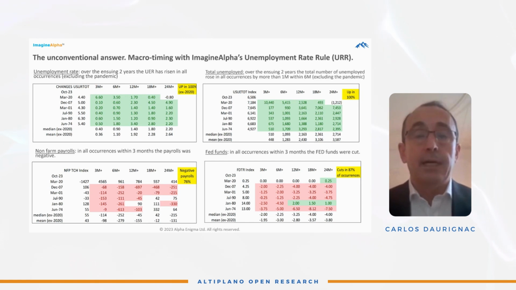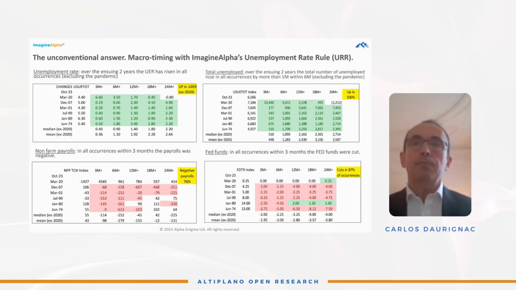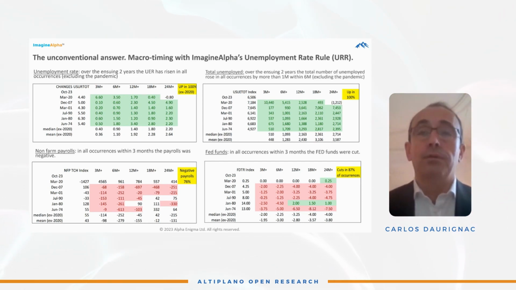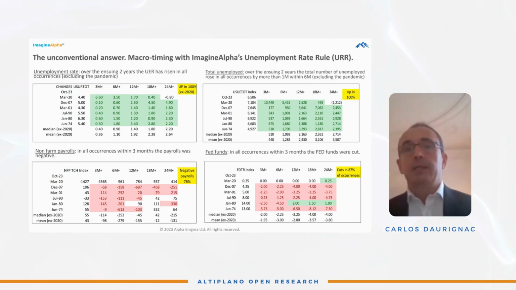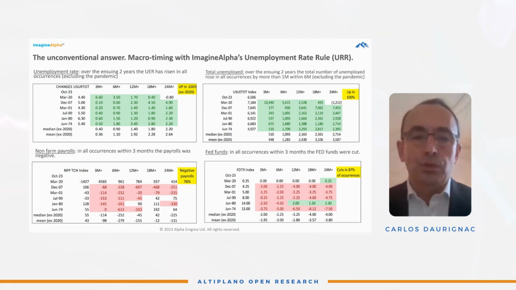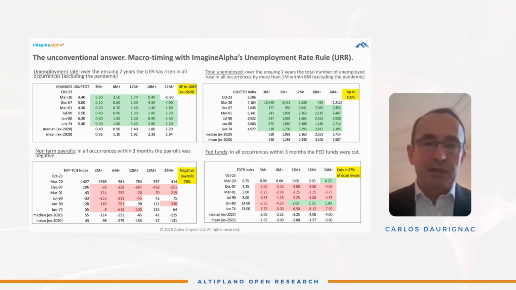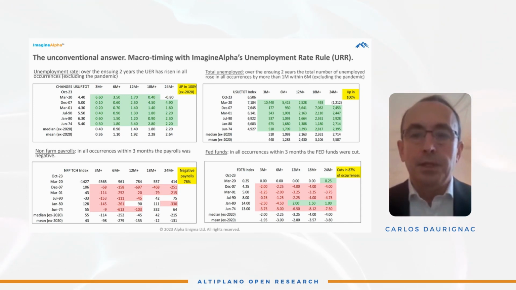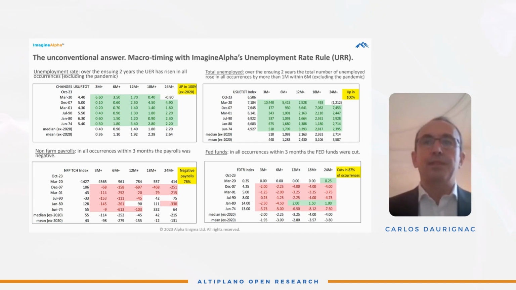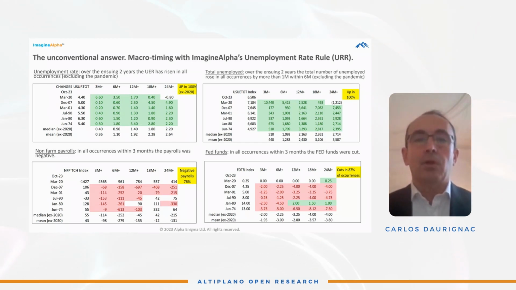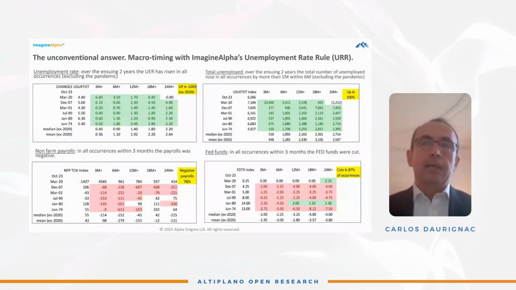So the bottom right table shows the change of Fed funds in the ensuing months after the triggering of the unemployment rate rule. And we see that the median has been around 200 basis points to 225 basis points. Of course, this time around, things are different. So take these levels and these numbers within the appropriate context.